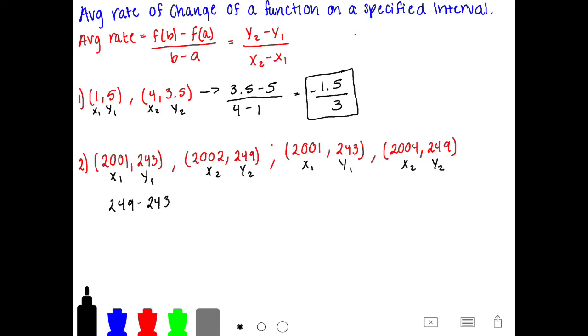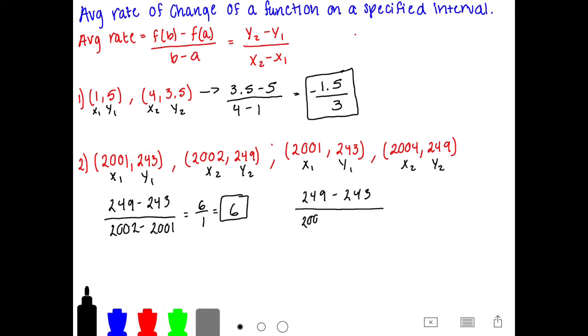Alright, now I'll do 249 minus 243 all over 2002 minus 2001, which will give me 6 over 1, which is equal to 6. And same for the next one, 249 minus 243 all over 2004 minus 2001 should equal 6 over 3, which equals 2. And there you go.